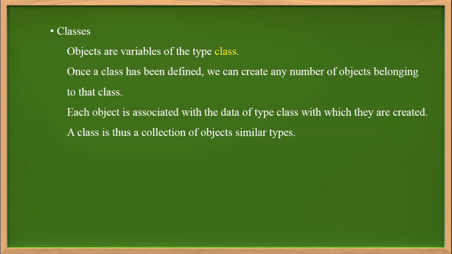A class is a collection of objects of similar type. For example, mango, apple or orange. These are the members of the class fruit. Here we describe a fruit, creating an object mango belonging to the class fruit.